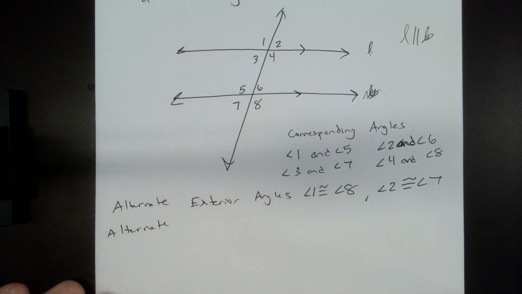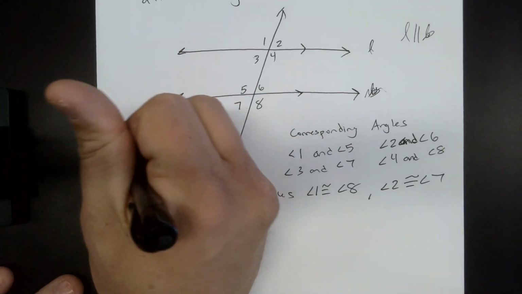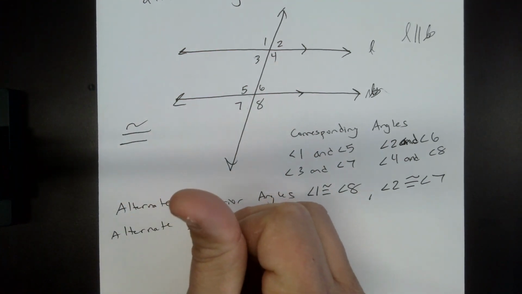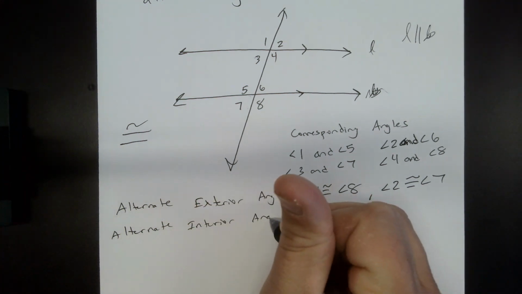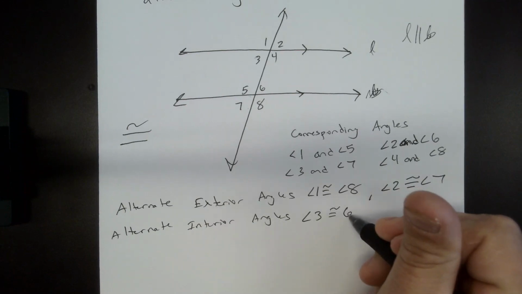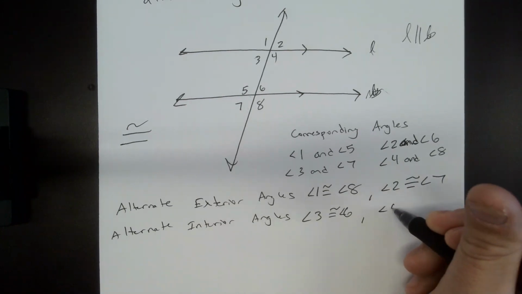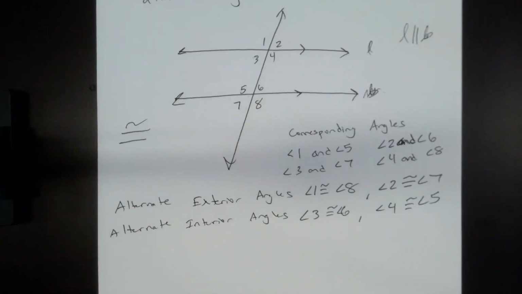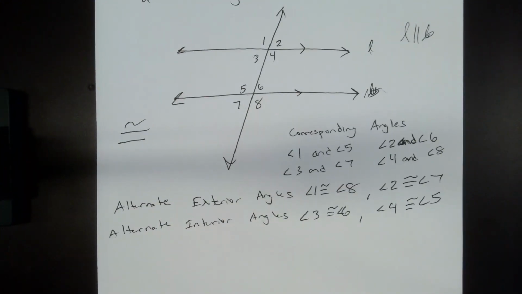That's congruent. Have I not drawn that yet? This means congruent, an equal sign with a little squiggly above it. Alternate interior angles: our angle 3 is congruent to angle 6, and angle 4 is congruent to angle 5. Angle 2 and 7, they're up there.